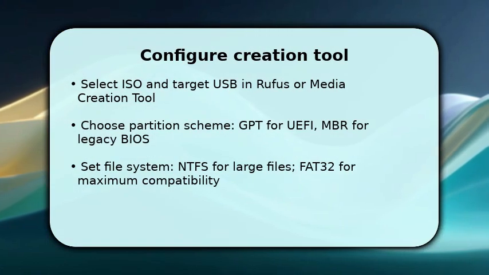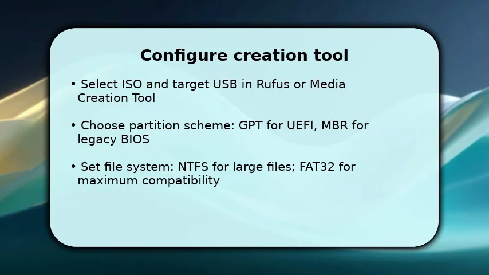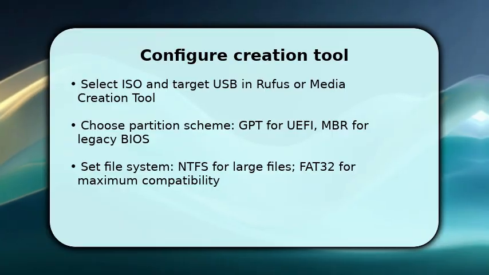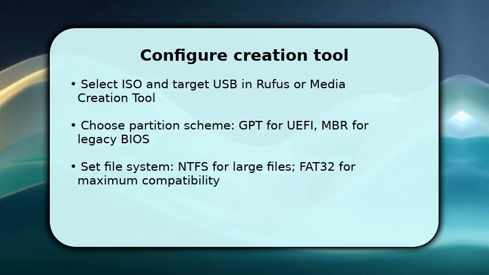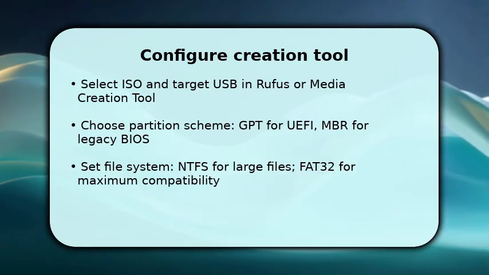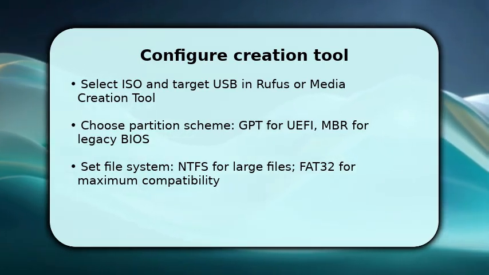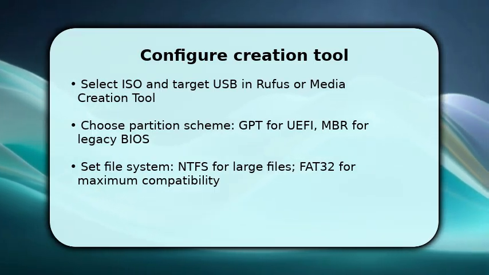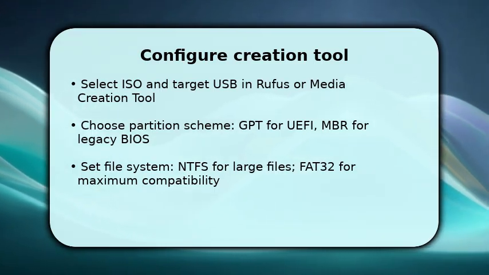Now configure the creation tool with care. In Rufus, pick the downloaded Windows 11 ISO and the correct USB drive. In Media Creation Tool, follow the prompts to create installation media. Choose GPT partition scheme for modern UEFI systems, or MBR if you must support legacy BIOS. That choice matters because the firmware expects a matching scheme.